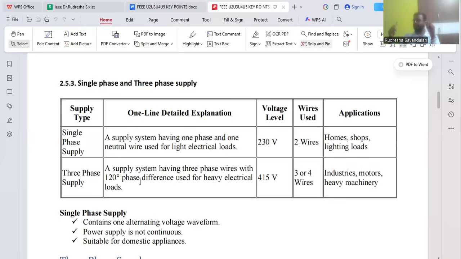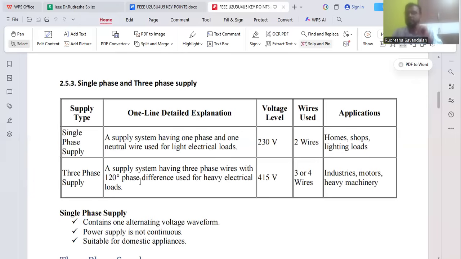Single phase is used for homes and lighting loads. What is the three phase supply? Everybody should look here. When you have a transformer, there are three wires that are directly connected to the three phase supply, which is 450 volt. Three phase supply is a system having three phase wires with 120-degree phase difference, used for heavy electrical loads at 450 volt.